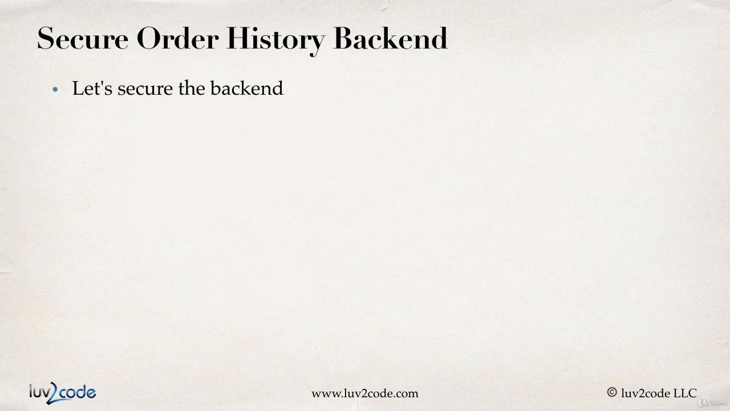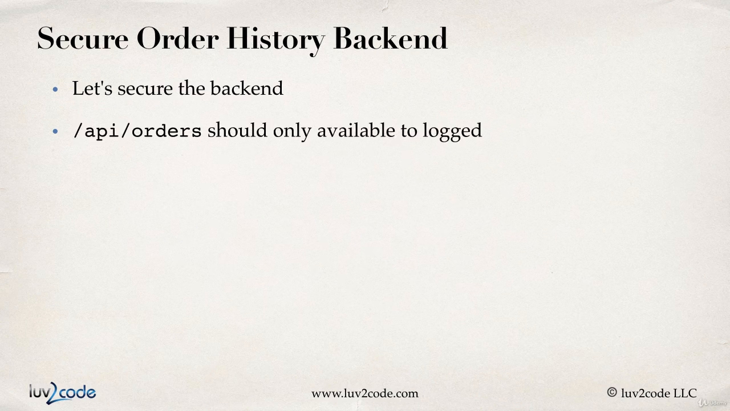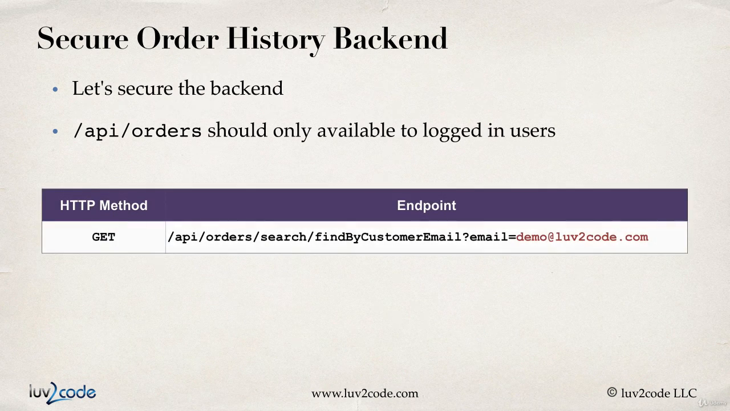And so what we'd like to do here is secure the backend REST API. So the /API/orders should only be available to logged in users. So they'll have to log into the actual application first before they can actually access this backend API. So the get for /API/orders.